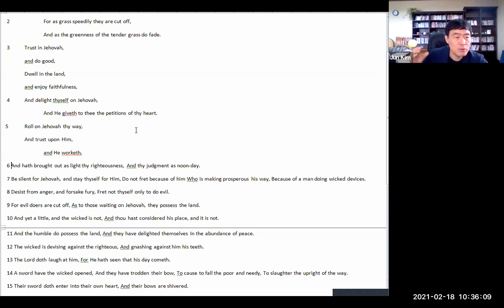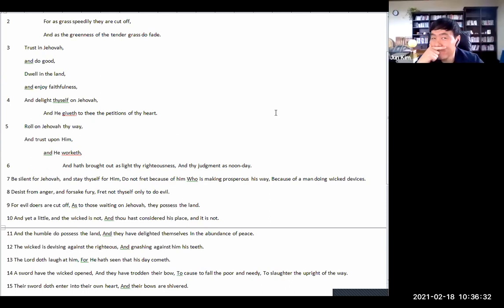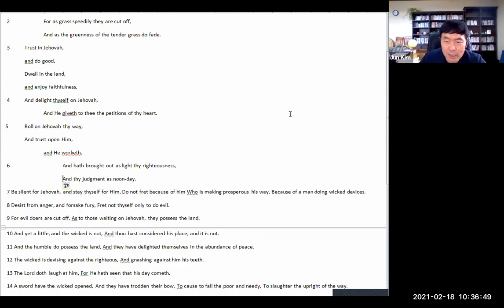Okay, so you can see that roll on Jehovah your way and trust upon him. Then he will work what? So he works belongs to the second level and has brought out as light thy righteousness belongs to the third level. Are you following me? Although you can generally agree with me, it doesn't need to be the textbook answer, because it totally depends on your analysis as well. So this is an exemplary work. Just for information, but if you agree with me, that's good.